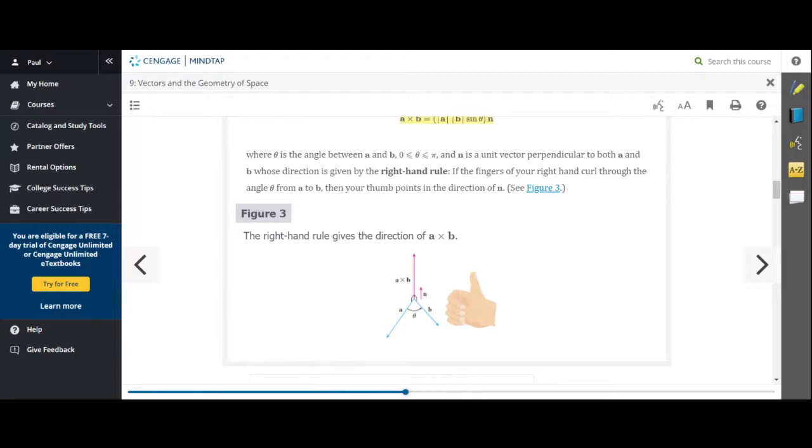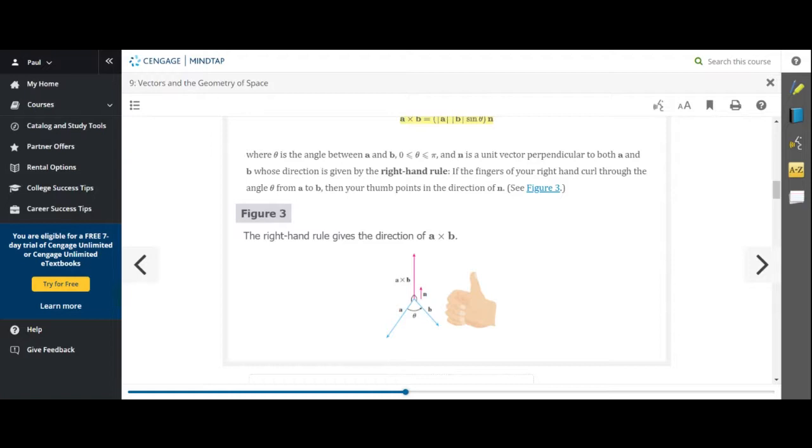So for A cross B, you rotate A into B using your right hand. The fingers are curled in the direction of A being rotated into B, and your thumb has to point upward. So the direction of the cross product A cross B is perpendicularly upward, because your thumb is pointing up.